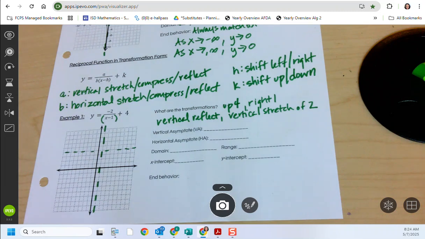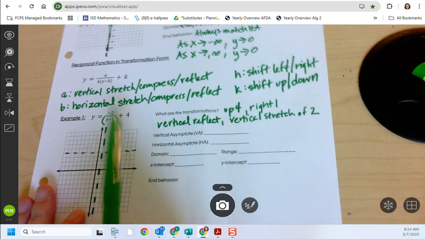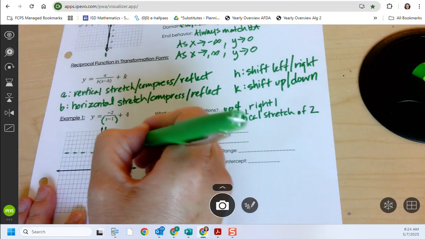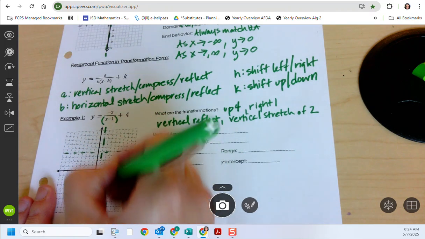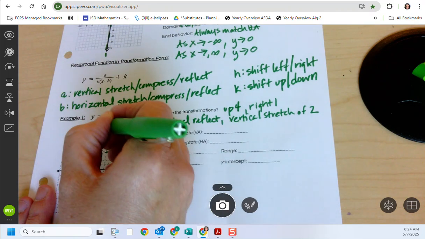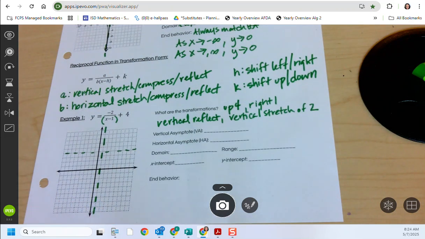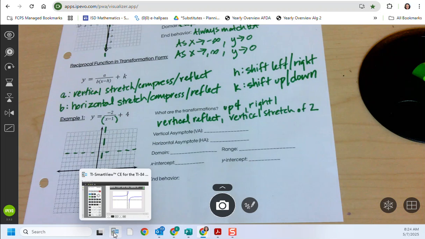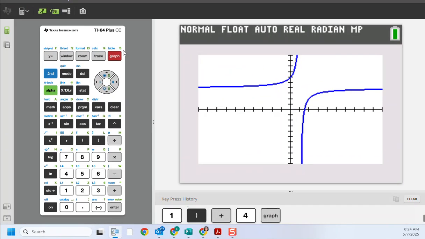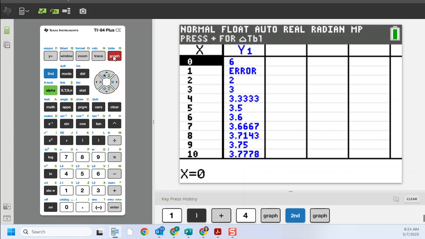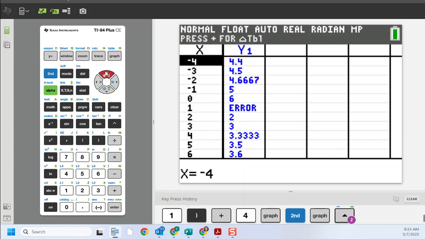All right, now, because of the -2, instead of having your branches here and here, they do reflect down here and up here. We can get some points for your branches from your graphing calculator. So we'll do second table. And we need some points that are before and after 1, because we had an asymptote at x equals 1. So I'm going to go up to get some more points.